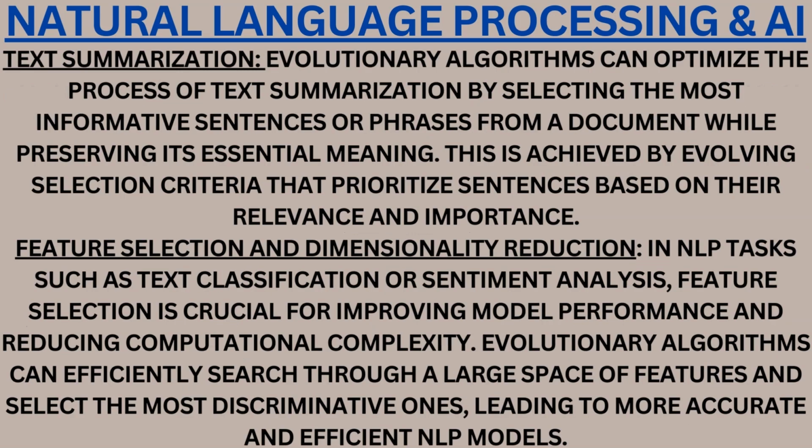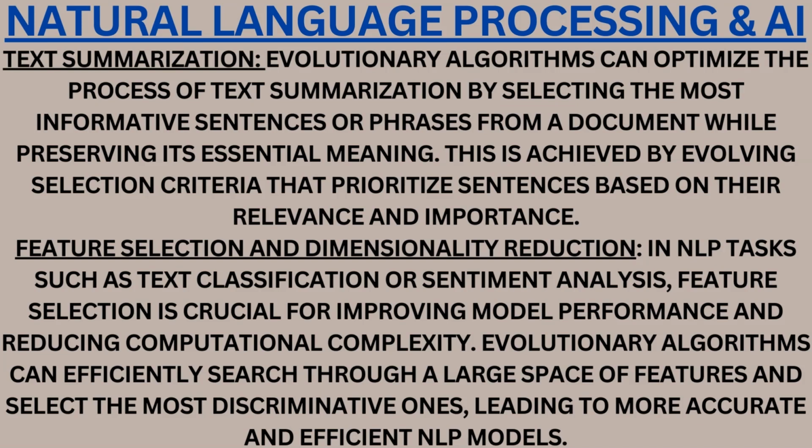Text summarization. Evolutionary algorithms can optimize the process of text summarization by selecting the most informative sentences or phrases from a document while preserving its essential meaning. This is achieved by evolving selection criteria that prioritize sentences based on their relevance and importance.